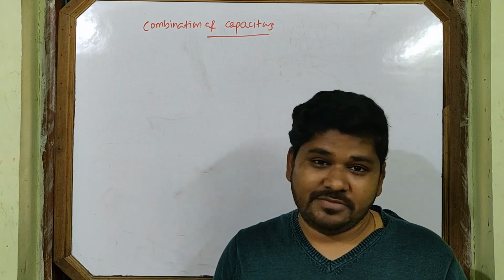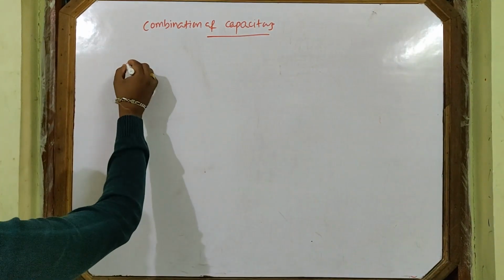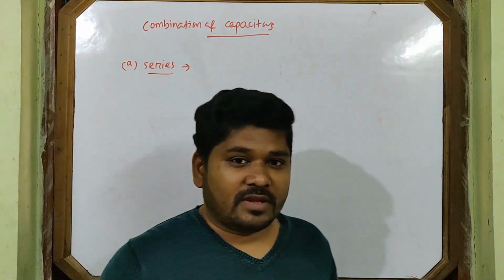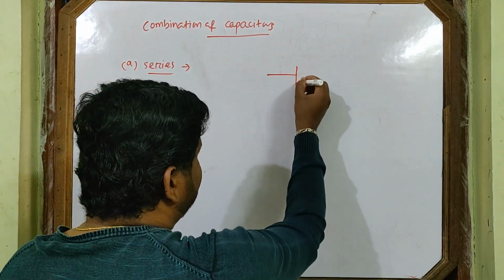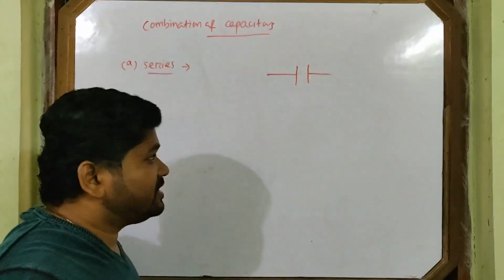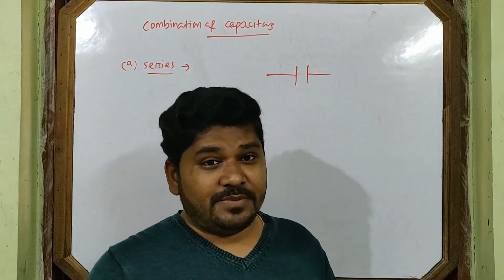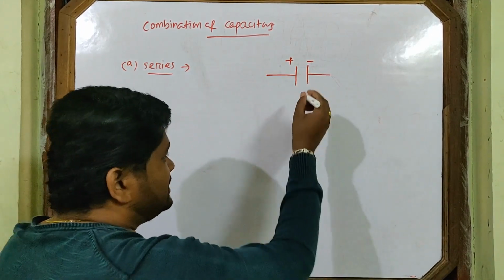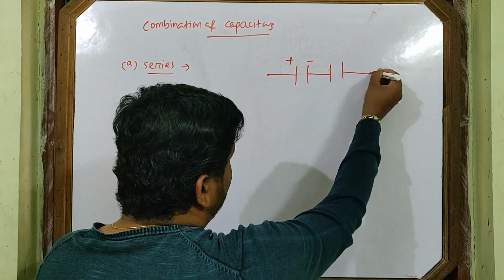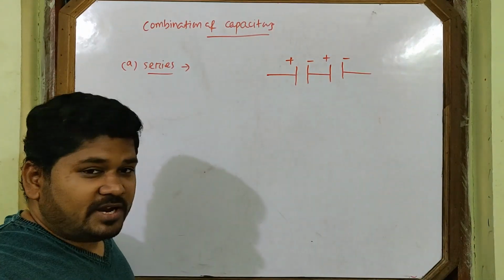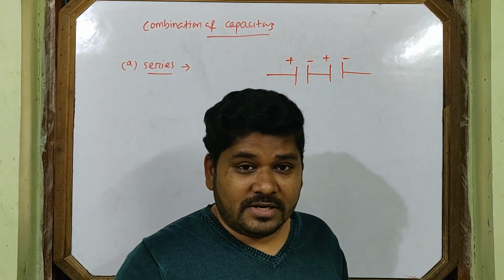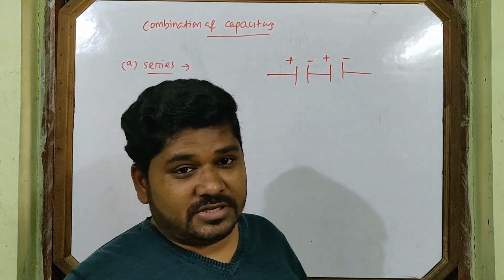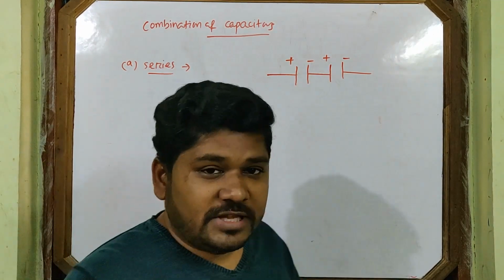Let's first start from the series combination of capacitors. I have told you this is the symbol of the capacitor. Two bars should be of the same height. Then this is the capacitor. But in series combination, what happens? A capacitor has one plate plus and one plate minus. In series combination, the minus plate of one capacitor is connected to the plus plate of the other capacitor, and so on.